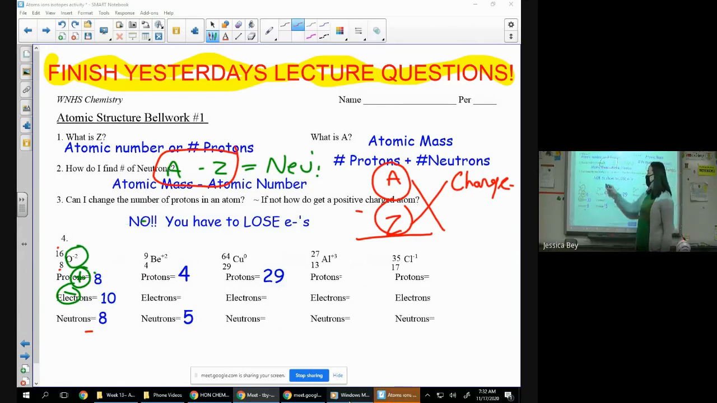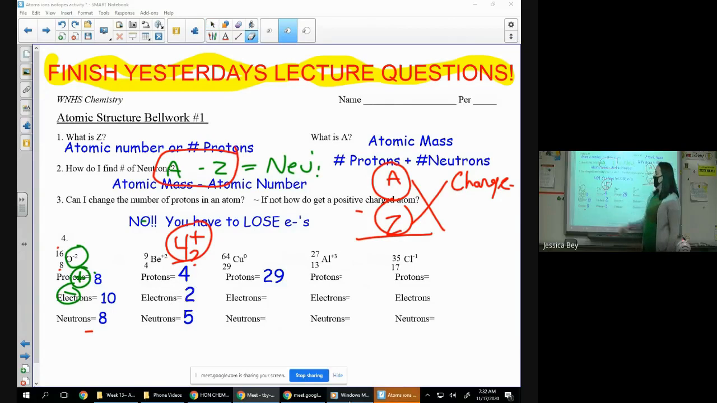So if I have 4 plus, how many do I take away in order to end up with a +2? You can only take away 2. +4 minus 2 still leaves me with a +2 charge. 64 minus 29 gives me 35. If I have a neutral charge, that means they're exactly the same. Awesome. So again, the number on the bottom, 13, tells me the number of protons.